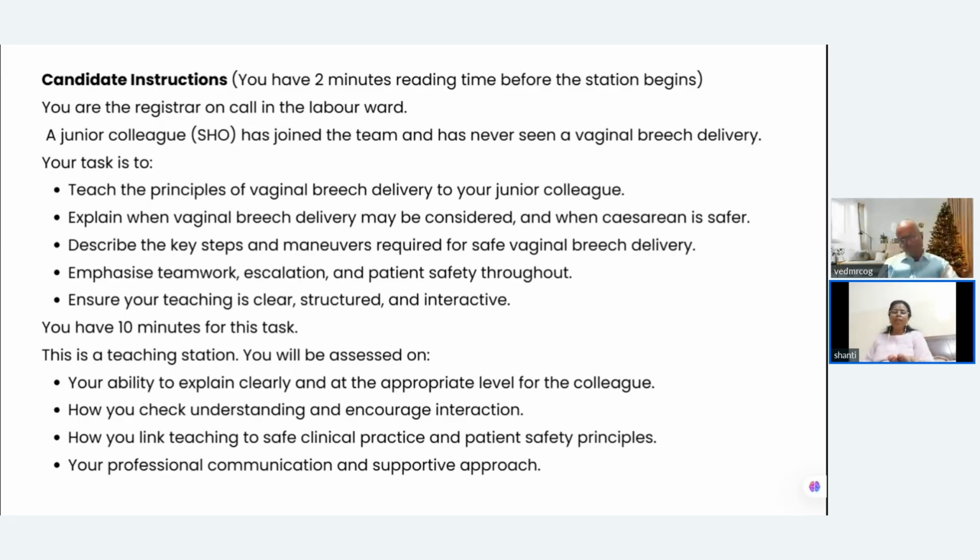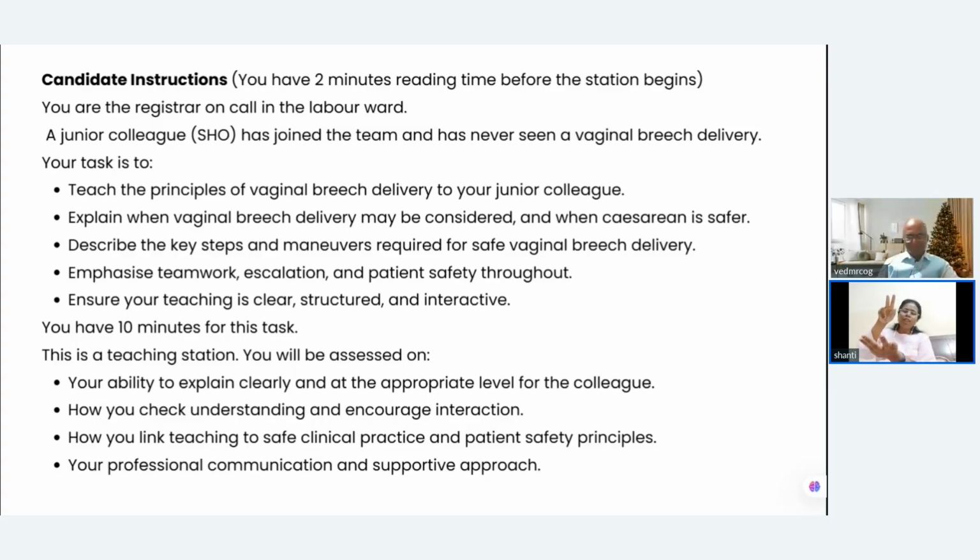We call it the Mauriceau Smellie-Veit technique, in which the baby's trunk lies on the left, non-dominant hand, and the index and middle fingers should be on the maxilla to flex the baby's head. With the other hand, we go from behind, and the index finger and ring finger should be on the shoulders for traction, and the middle finger should be on the occiput for the flexion. Okay.